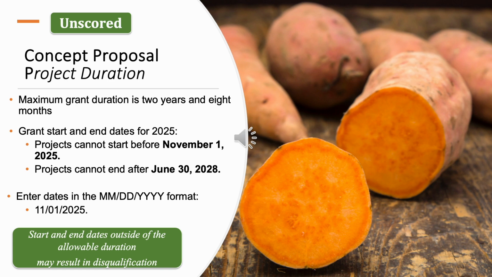Project duration is next. The maximum grant duration for SCBGP projects is 2 years and 8 months. Projects cannot start before November 1st, 2025, or end after June 30th, 2028. Any dates outside of this range may result in disqualification. We don't assume that a date outside of the range is a typo, so please double check your dates before submitting.